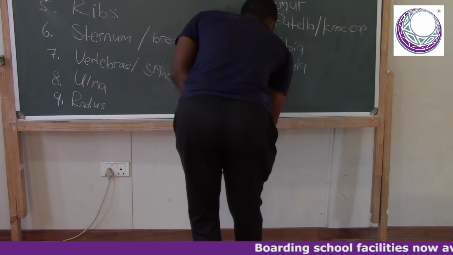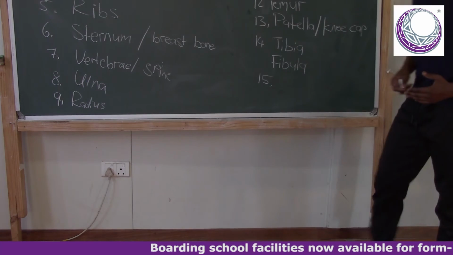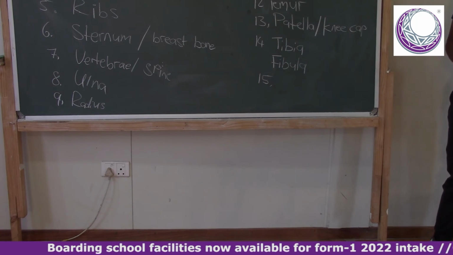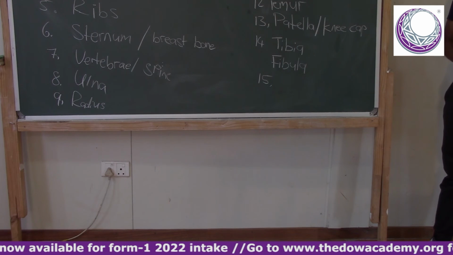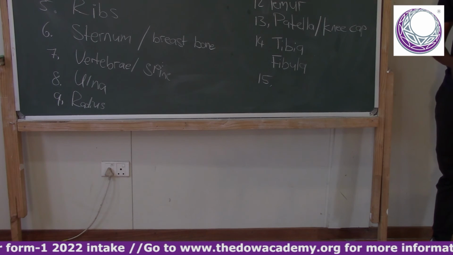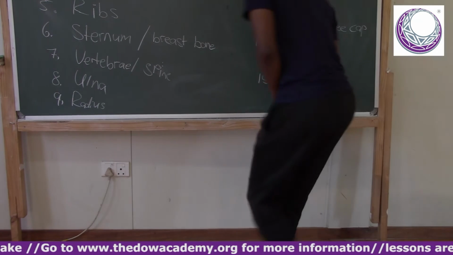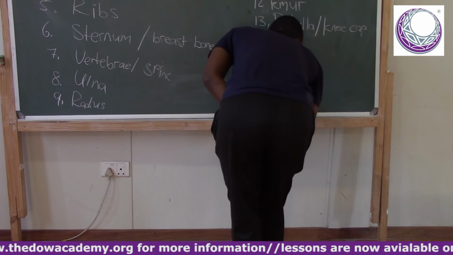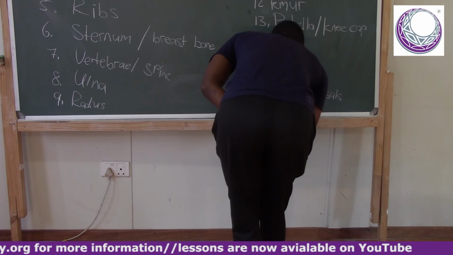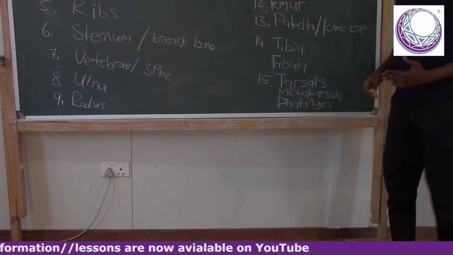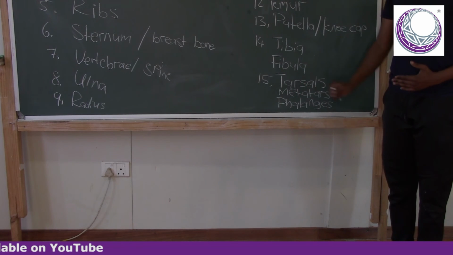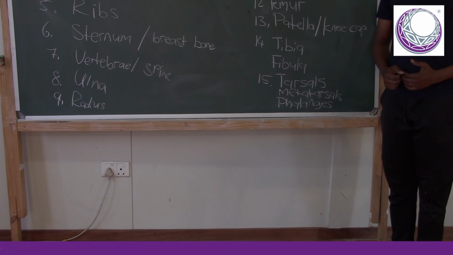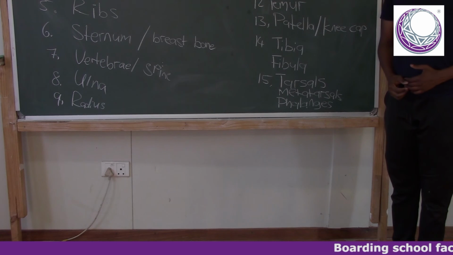Moving on to number 15. For number 15, we have bones in our lower leg also, but at the sole or at the base of our legs. These are tarsals, metatarsals, and phalanges. To make it easy for you, this can be TMP. T for tarsals, M for metatarsals, and P for phalanges. These are the bones in the base of our leg.